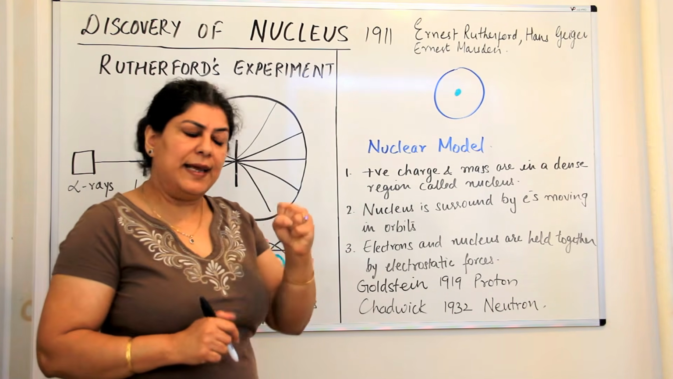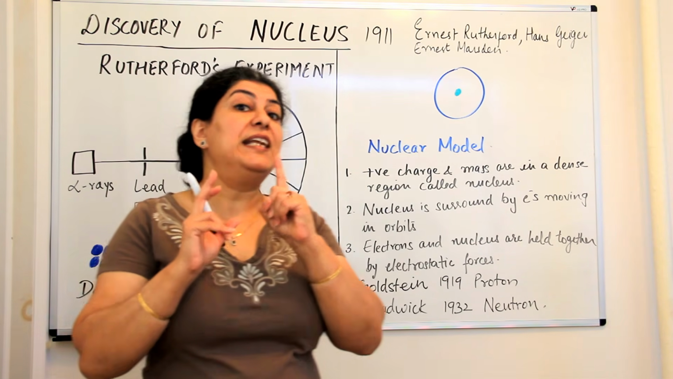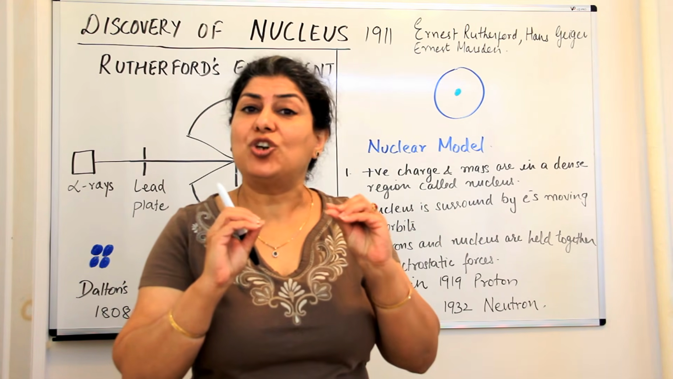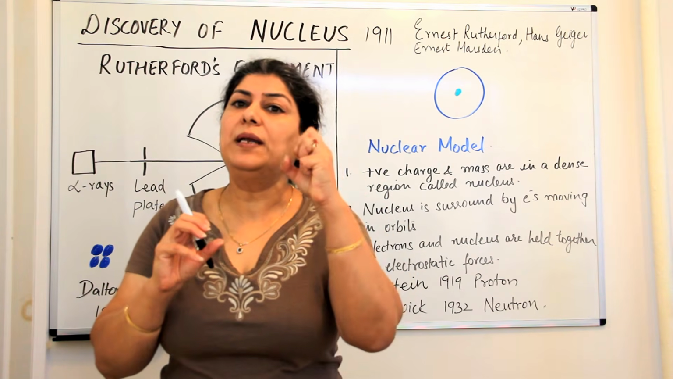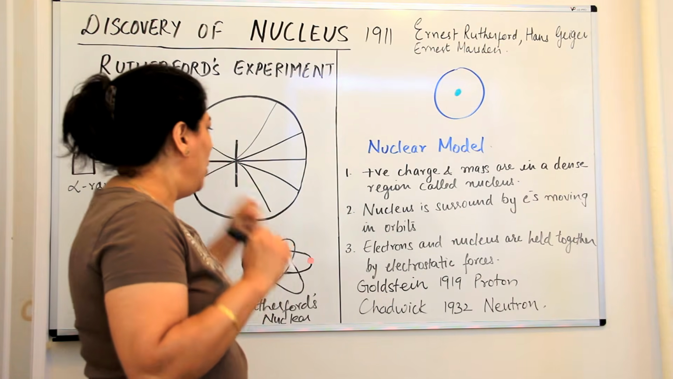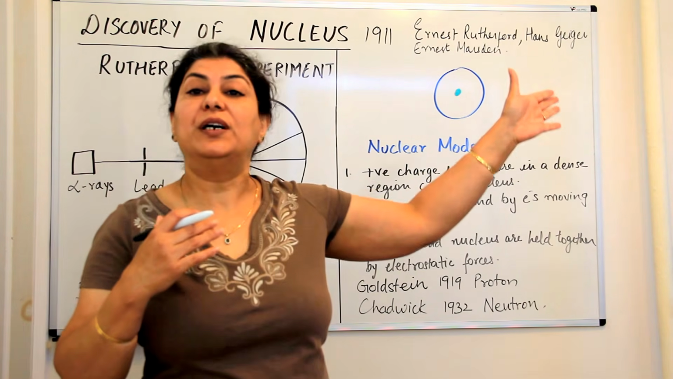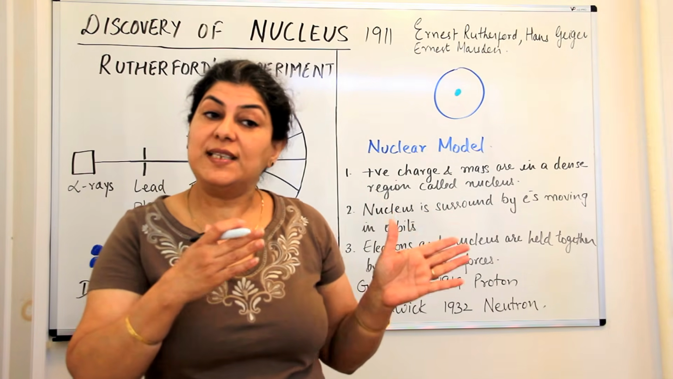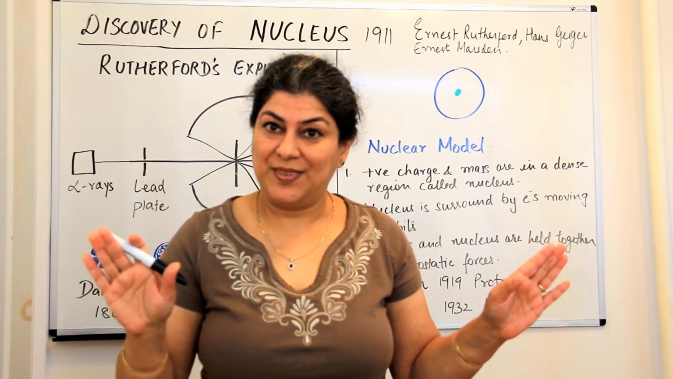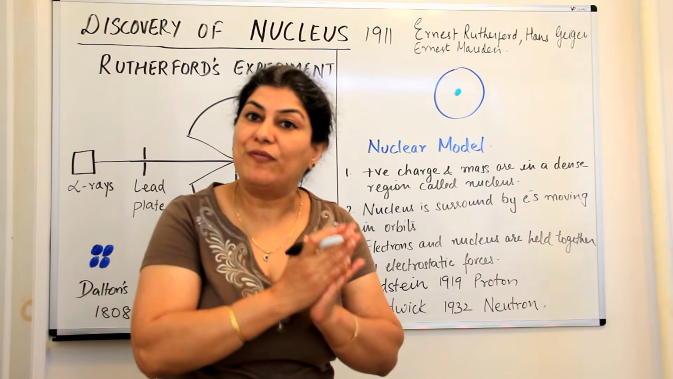So he imagined this to be the structure of an atom. He said the negatively charged electrons may be scattered, but the positive charge in an atom is not scattered all over. The positive charge of an atom is present at one place, and it's very small. Why did he feel that it was very small? What was the first observation? That most of the particles just passed through the gold foil. From this he concluded that most of the atom is made up of empty space.